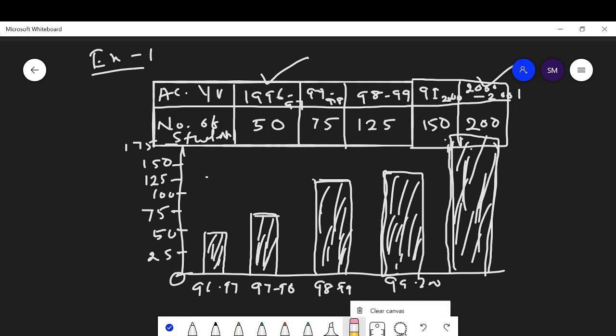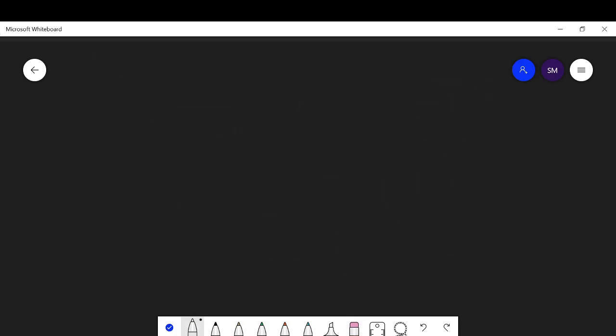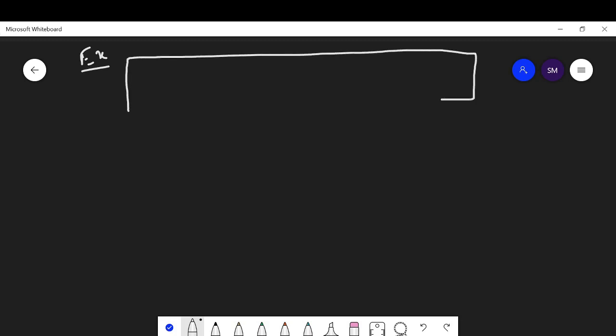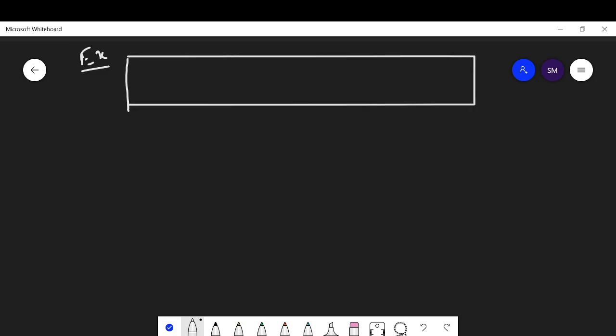Then next question. I have already told you, please practice a variety of questions. The next question shows the following table, which shows the number of vehicles passing through a busy crossing in Delhi in different time intervals of a particular day. This is the table which shows the time interval and the number of vehicles in the different hours. At first, draw the table.